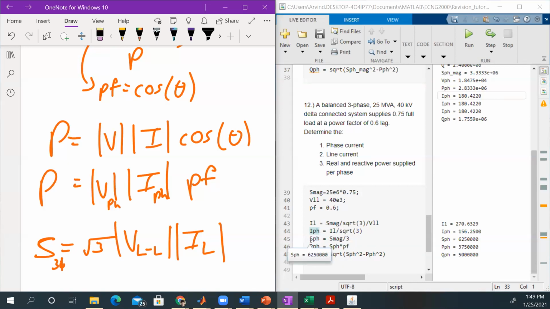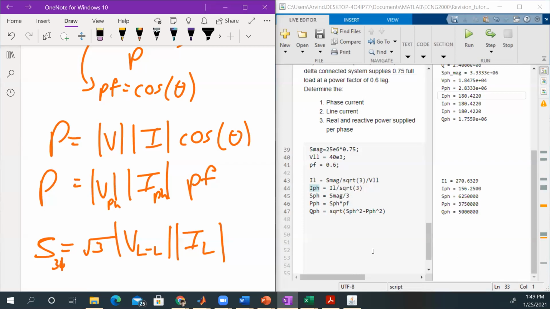That is my phase current. So I got the phase current and the line current. Now I need to find the real and reactive power. So I find the single phase power, just divide the power by 3, and then I could find the single phase P by simply multiplying that by the power factor, and I could find the Q by just using Pythagoras' theorem again. Good. And that is it.